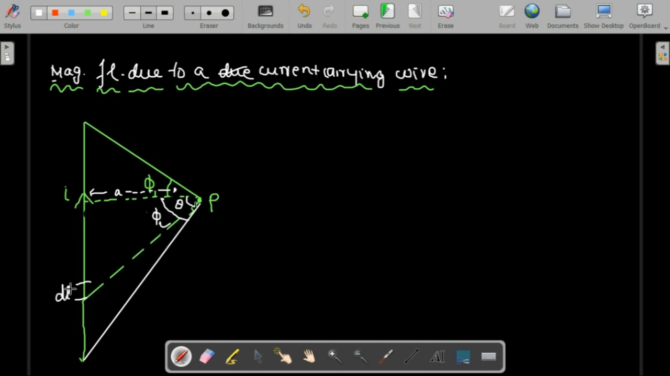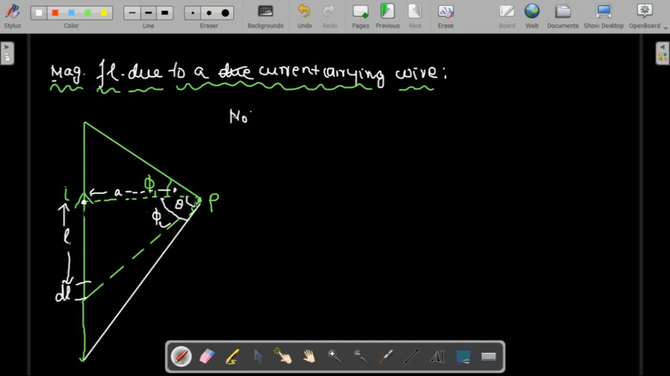Let's say this current carrying element is at a distance L from the center. So what we are seeing is that we have a long current carrying wire, and we want to find out the magnetic field at point P. For that, we first consider a very small current carrying element, because in the Biot-Savart law we know that we have to first consider a small current carrying element. We want to find the field because of that, and then for the entire field we can do our integration.